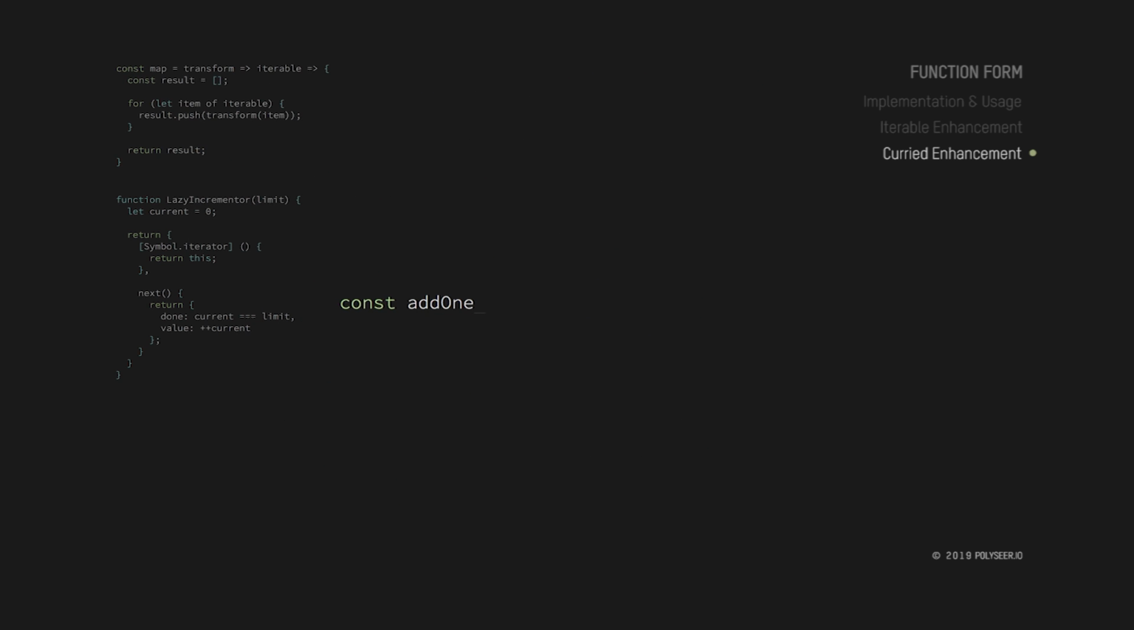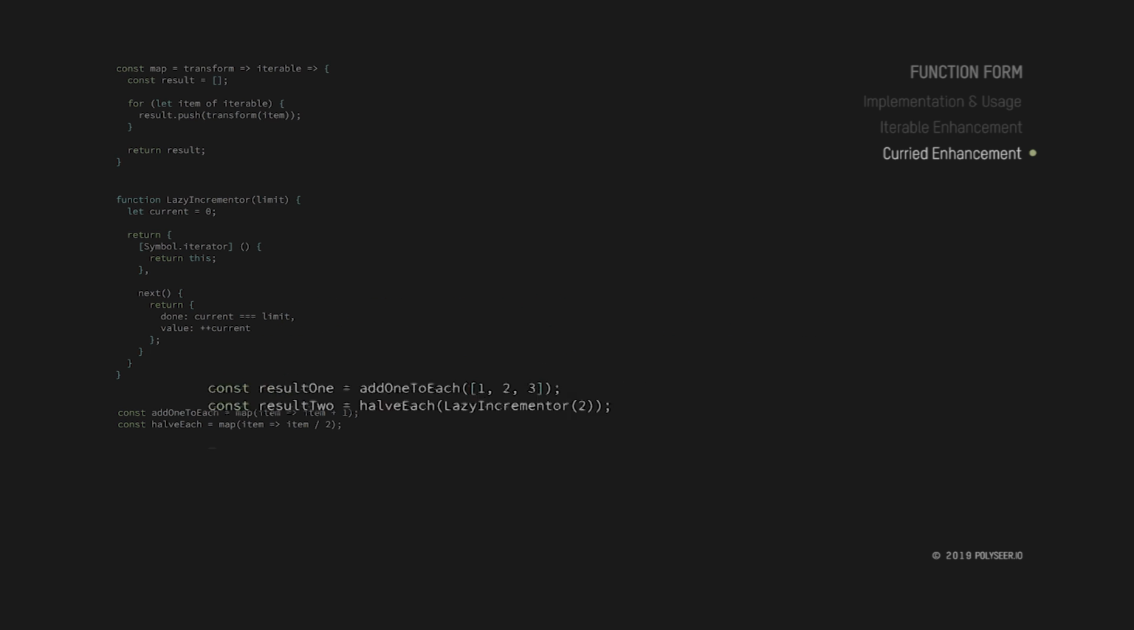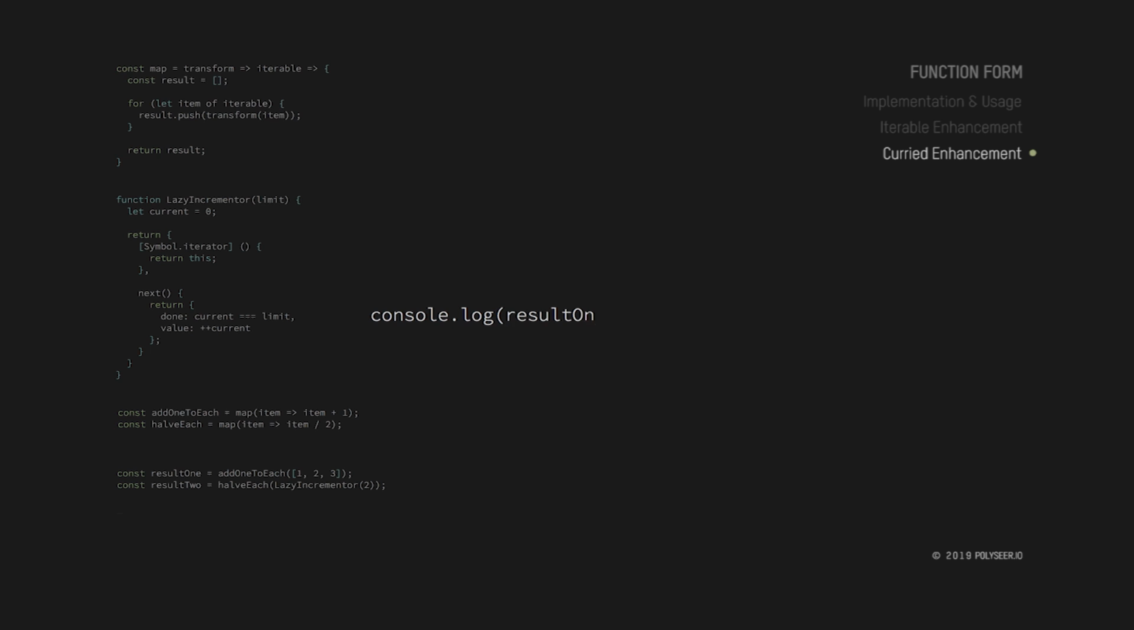Well, one thing is we're now able to make new functions from map by just passing it a single transformation. So we now have an add-one-to-each function, and we'll also create a halve-each function. With these new functions, we can then create some results. For the first one, we'll add one to a list of just 1, 2, and 3 in a simple array. But what's interesting is because our map can take basically anything iterable, we can call halve-each with our lazy incrementer with, let's say, 2. If we then log the results of both result 1 and result 2, we'll see that what we basically get here is 2, 3, and 4, which we expect, and 0.5 and 1.